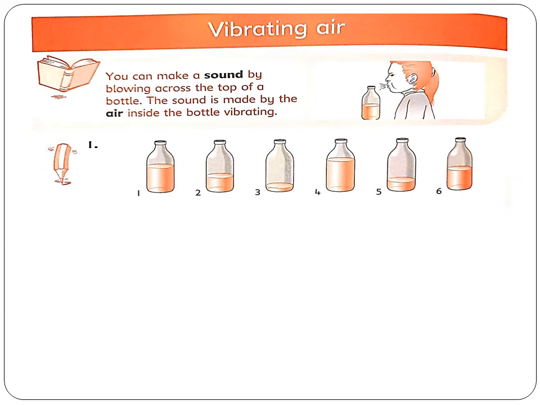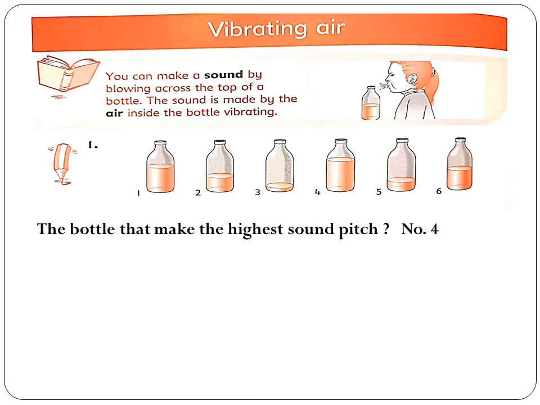So there is a difference between the air column here, and we said the air column is the air inside the tube, and here it's the air inside the glass bottle. Okay, so look at number 4. It's a short air column, and number 3 is a long air column. So what do you think? In which one will the vibration happen faster, 3 or 4? We are going to answer the questions first.